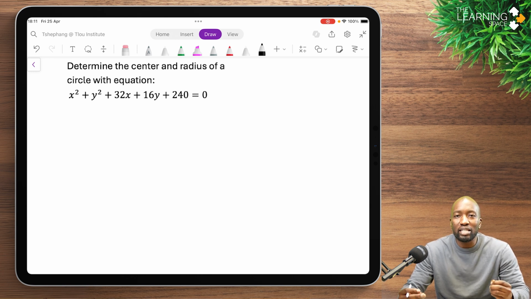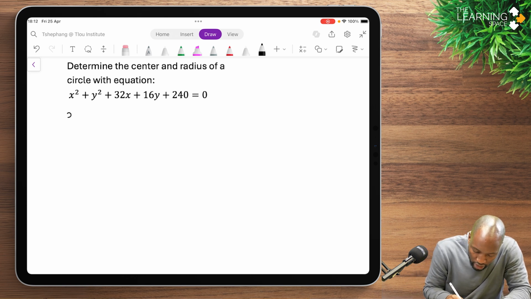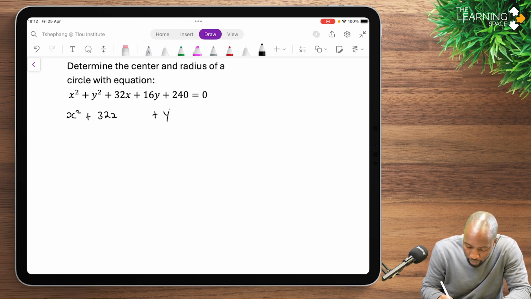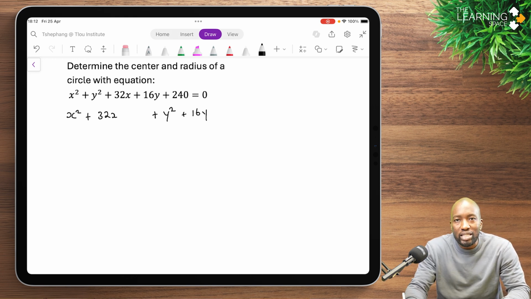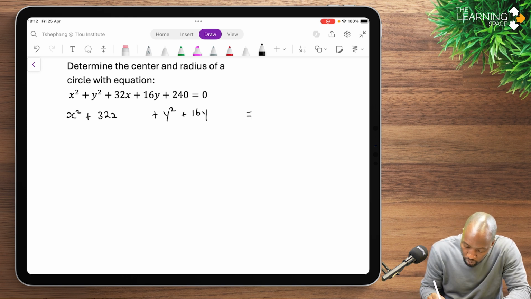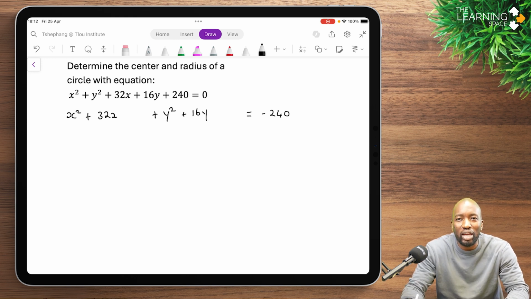Let's try to complete the square for this particular equation. How would we go about it? Think about it for a second. What we need to do is group the x's together and group the y's together. Now, what I'm going to do is say this is x squared plus 32x. Then I'm going to leave some space and say plus y squared plus 16y. What I want to do next is take the 240 to the right hand side. So this will be equal to negative 240.